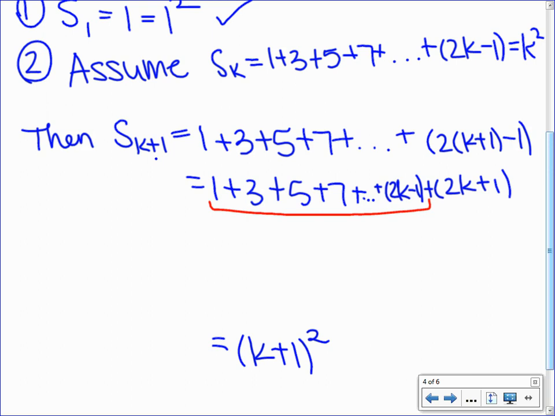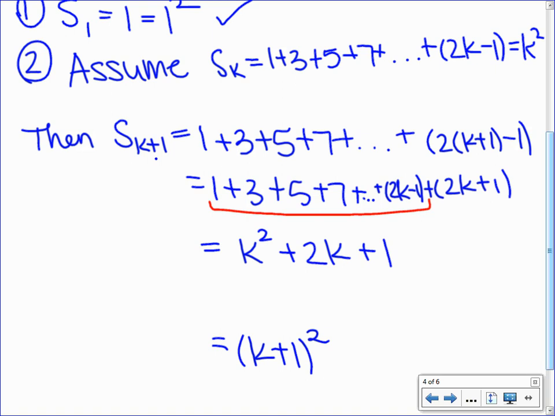I just underlined something in red. What does that look like? That looks like this right here, right? Which is k squared. The 2k plus 1, that came from me adding the k plus 1 term. This is the series of the first k plus 1 terms. So here's the first k terms, and then I added the k plus 1 term. So 2 times k plus 1 minus 1.